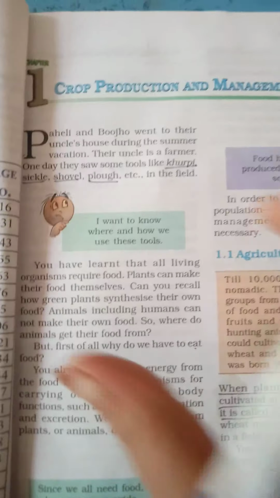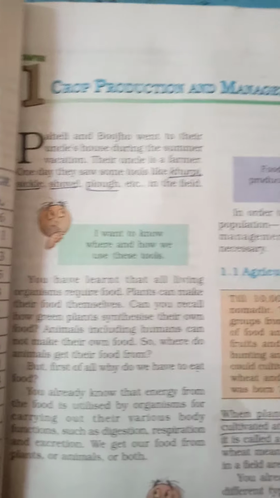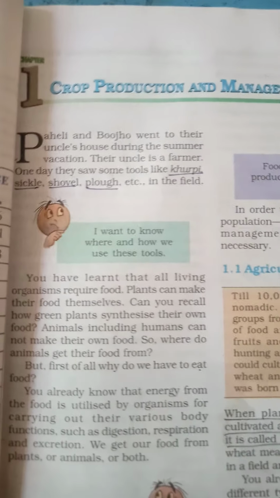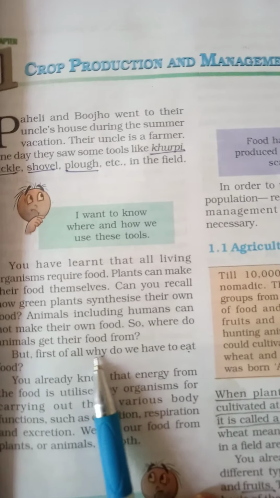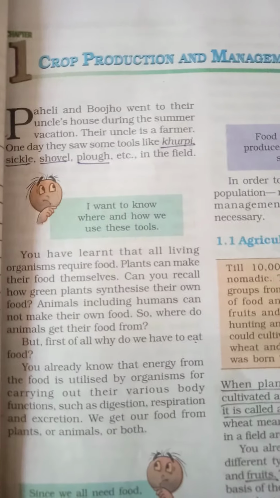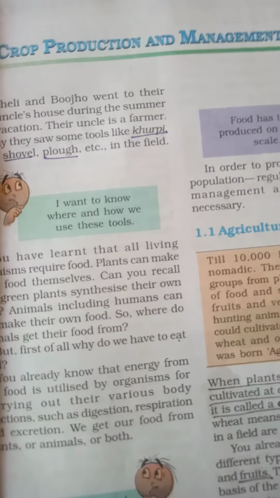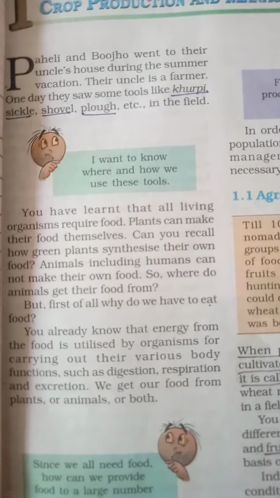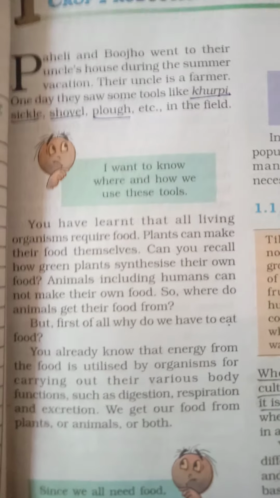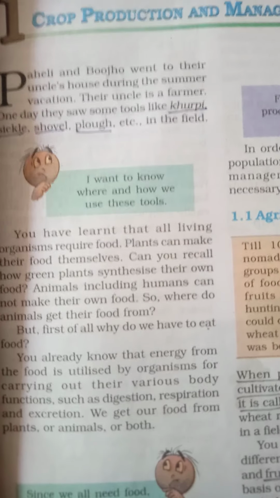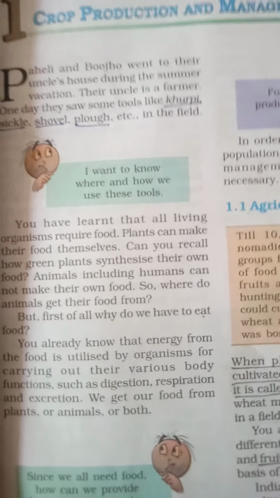Now here, as a basic or as an introduction, here it has explained that we humans and different animals are herbivores, right? We are herbivores. We cannot prepare our own food. We depend upon plants, green plants which are autotrophs, and we heterotrophs depend upon them for our food, right?